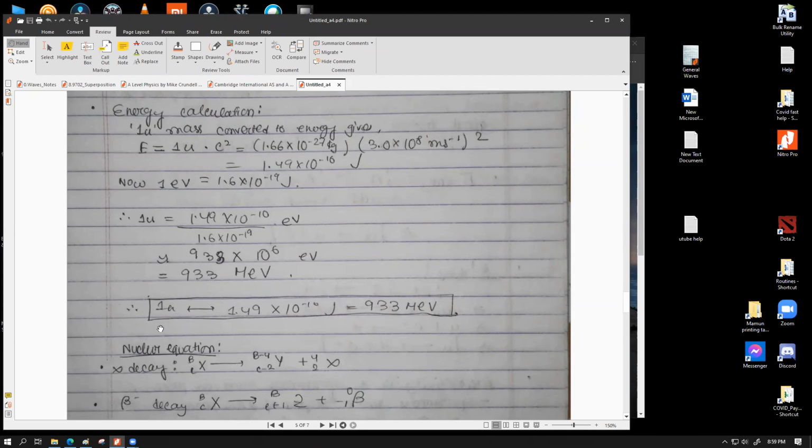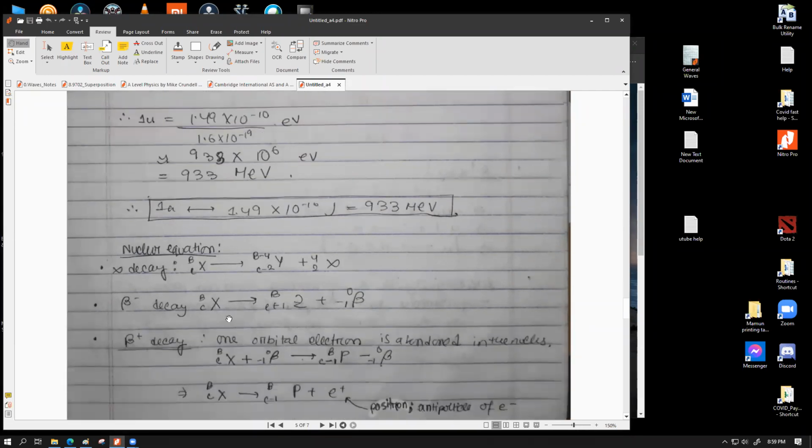So 1U amount of mass can be considered to be equivalent to this amount of energy. That's why I use the both-sided arrow, which is exactly equal to 933 mega electron volt. And then we're gonna see some nuclear equations and decay processes. But I'll take a question first. Mugdho, yes.